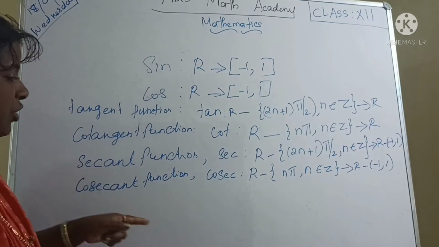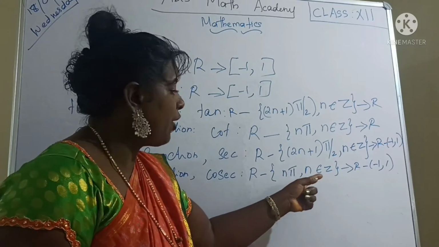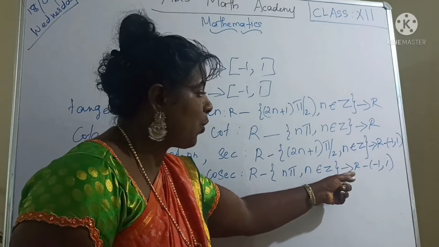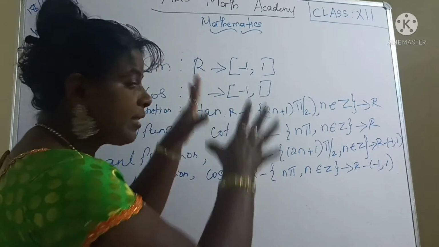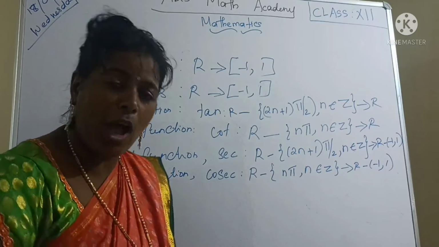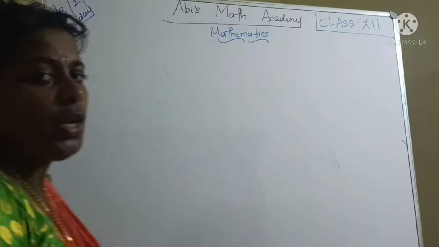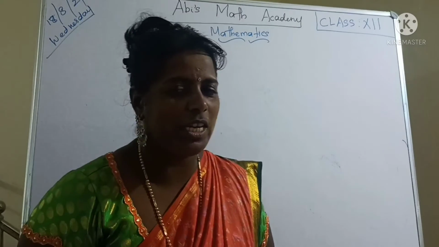Next, the cosecant function, cosec, from R minus n pi, where n belongs to Z, to R minus the open interval minus 1 to 1. So these are the 6 trigonometric functions you have learnt in class 11, okay? So first of all, let me tell about open interval and closed interval.